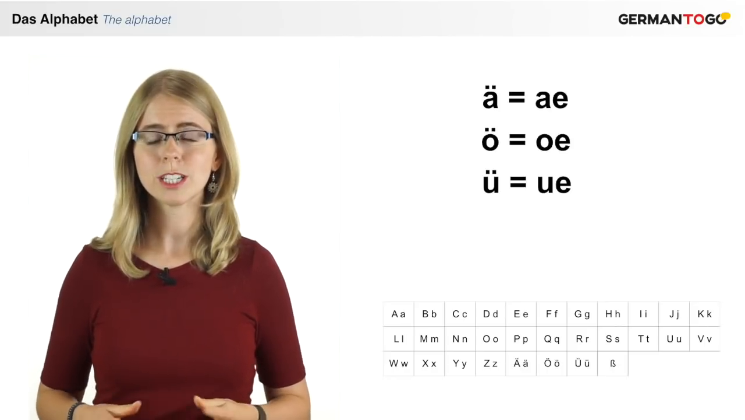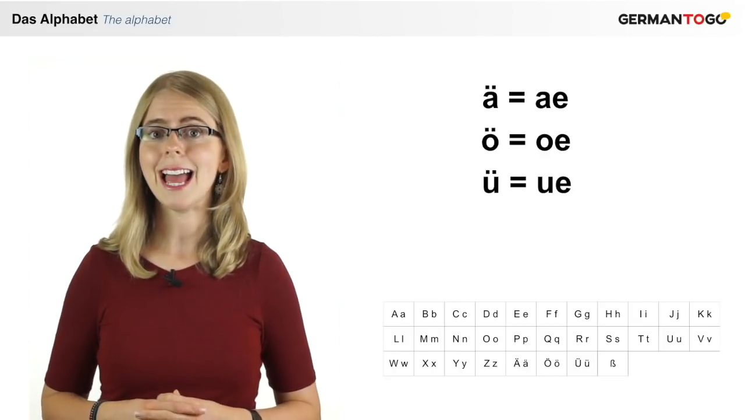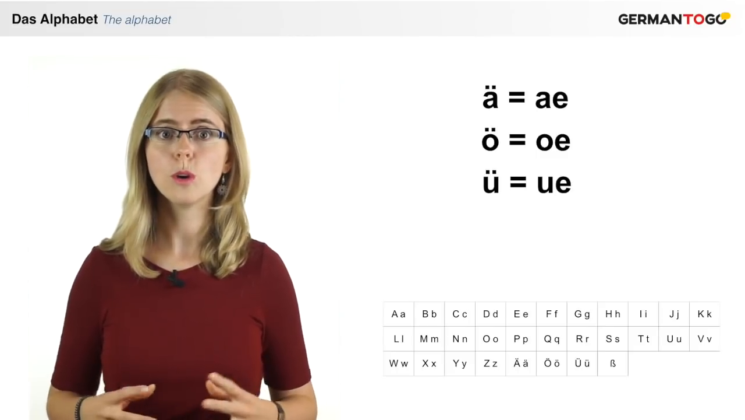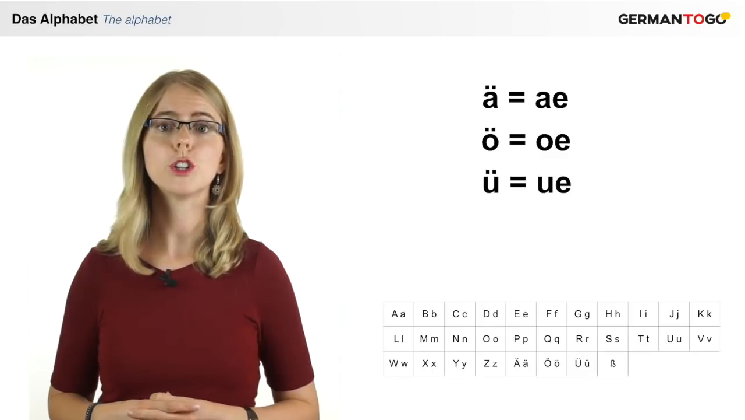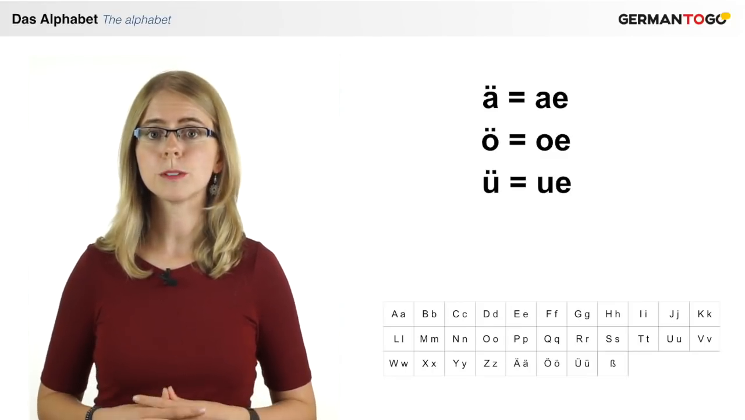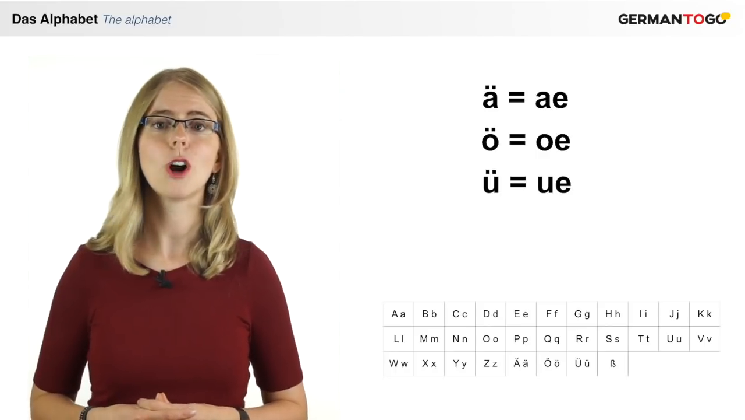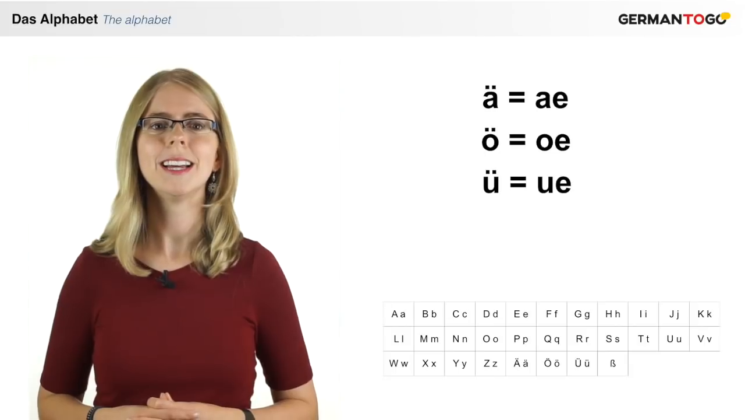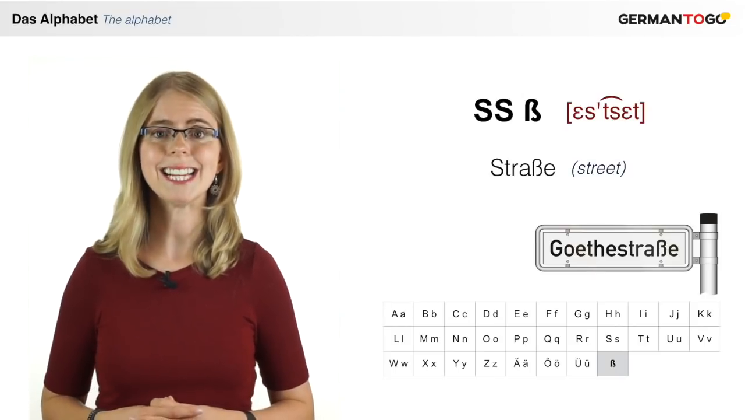Okay? And what you can do if you don't have these letters on your keyboard, instead of Ä, you can just write A-I. Instead of Ö, you can write O-I. And instead of Ü, you can write U-I. That's what Germans also do if they don't have these letters available. Yeah, so A-I, O-I and U-I. Ä, Ö, Ü. Good.